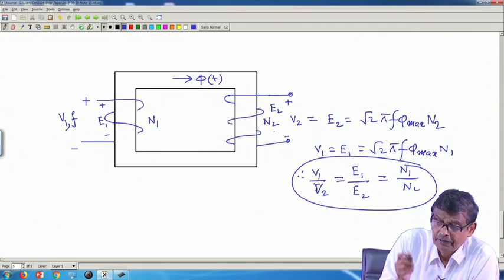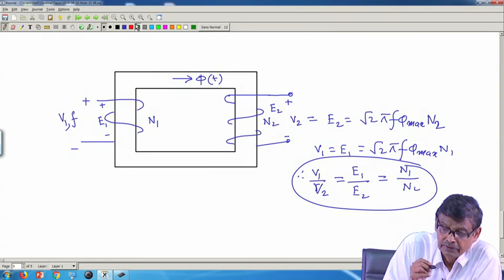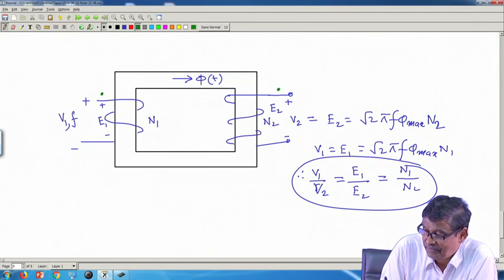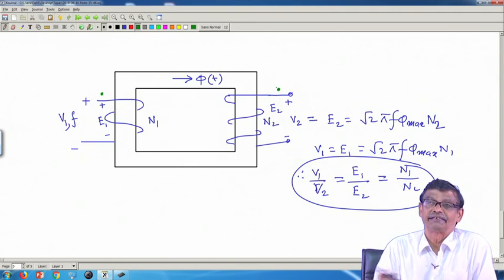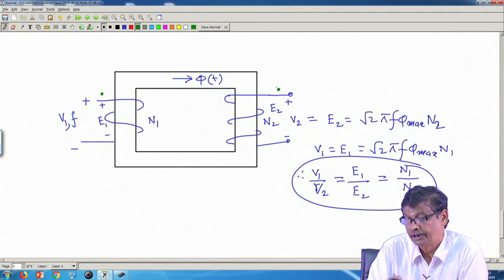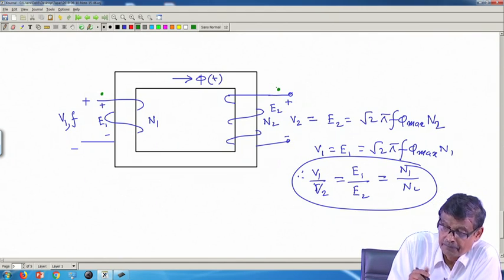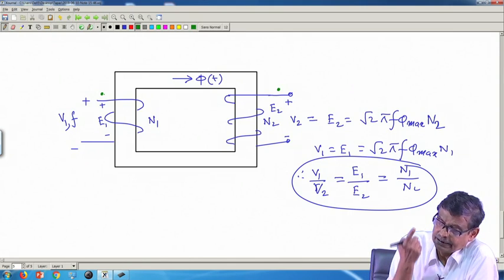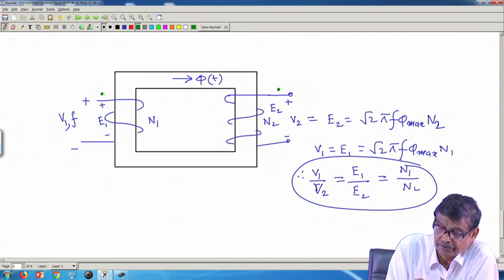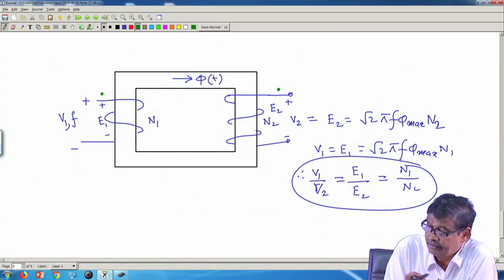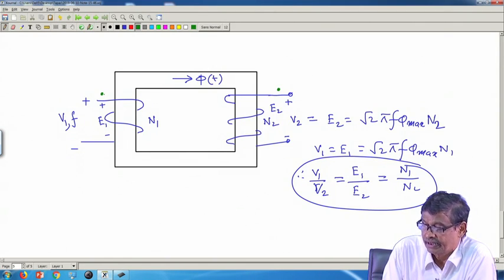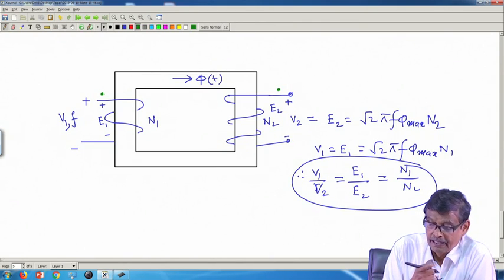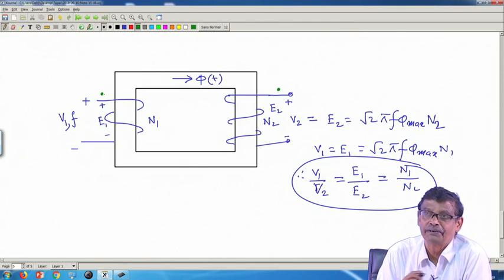Now, people use some dot marking to communicate this particular important aspect of a transformer, known as dot convention. It merely tells you that at any given instant of time, if the polarity of this induced voltage is plus, the induced voltage in the other coil, instantaneous polarity, will also be plus at this end, and this is done by dot convention.